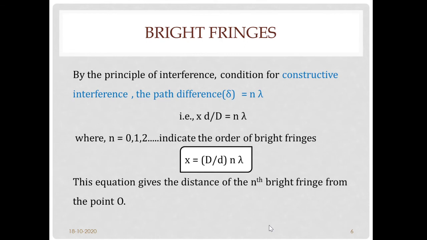Now we know that by the principle of interference, the condition for constructive interference is that the path difference is equal to n lambda. So we have x into small d by capital D equals n lambda, where n is 0, 1, 2, 3, etc., indicating the order of bright fringes. From this expression, x is equal to capital D by small d into n lambda. So this gives the equation for the distance of the nth bright fringe from the point O.